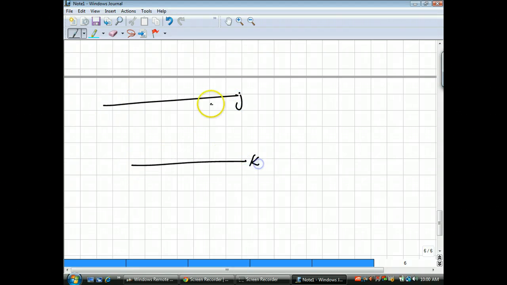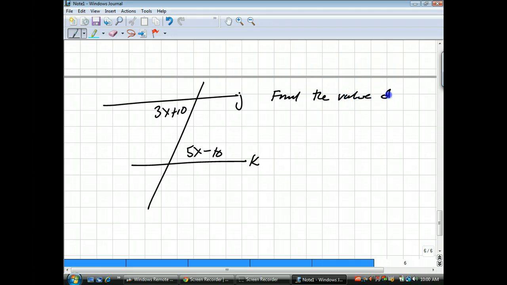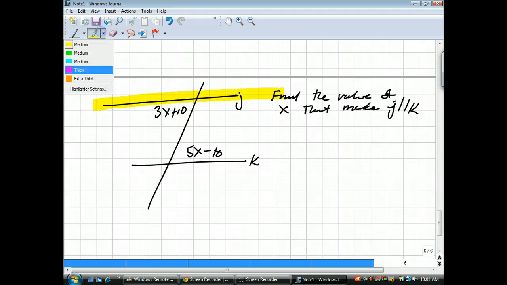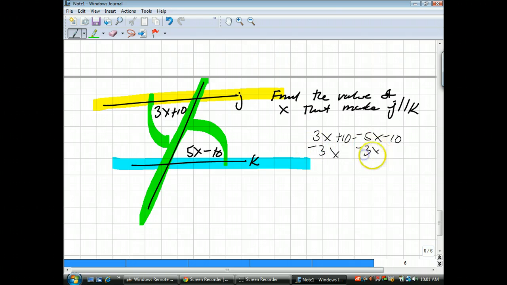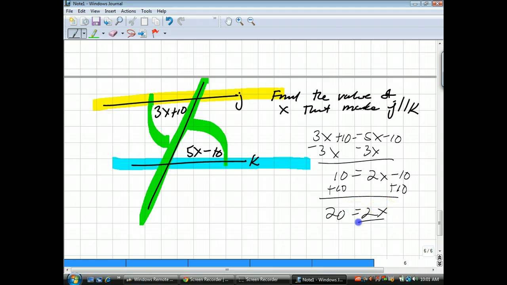Here's J, here's K, and this is 3x plus 10 and 5x minus 10. So find the value of x that makes J parallel to K. Well, if we want J parallel to K, then this is our transversal, and this angle and that angle are alternate interior angles, and if those lines are parallel, alternate interior angles must be congruent. So we would set 3x plus 10 equal to 5x minus 10. Subtract 3x, so we get 10 equals 2x minus 10, add 10. 20 equals 2x, so x would have to equal 10 for those to be congruent.